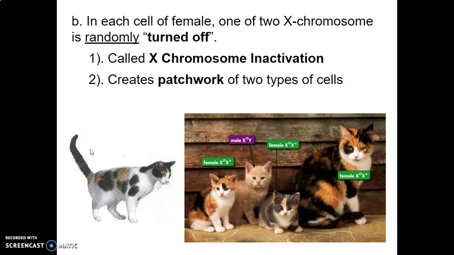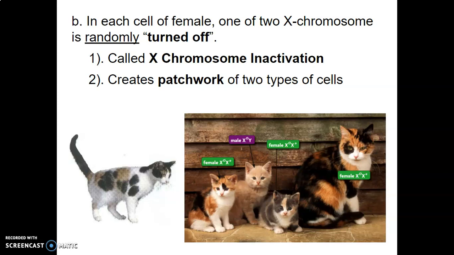In each cell of a female, there are two X chromosomes, one from mom, one from dad. There's something interesting that happens here. One of them is randomly turned off. This is called X chromosome inactivation, okay?